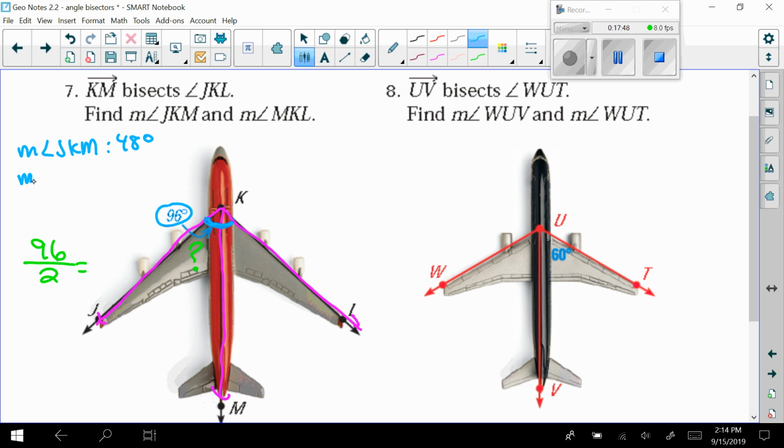And then for the second angle they want to know, MKL. MKL is on this side, right? That's this one. And these two parts are congruent, so MKL is also 48 degrees. And you can check, together, does 48 and 48 add up to 96? It does, so then you know you're right.